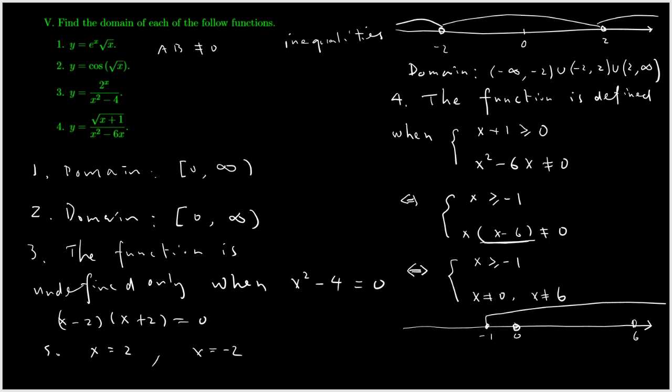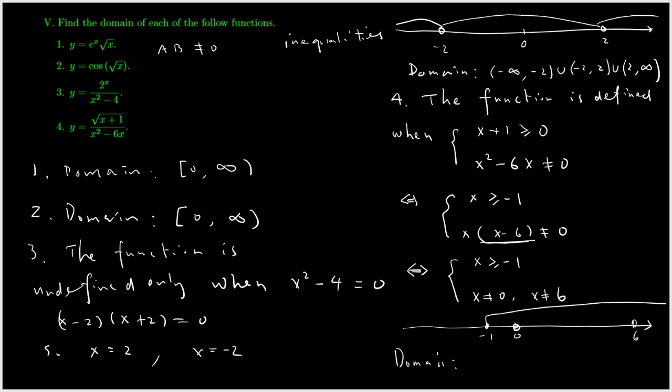Now we are ready to get the domain of the function. You look at the number line. To the right of -1, not including 0, and not including 6. Now we can use the number line to get the domain of the function.